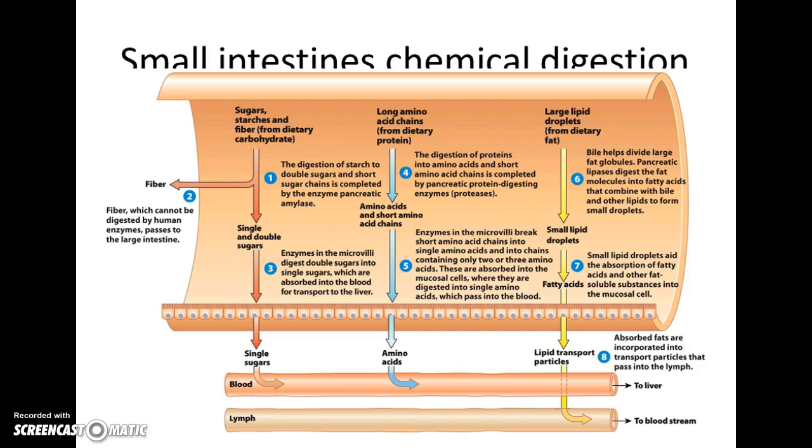Then we have amino acid chains from dietary proteins are broken down into individual amino acids and absorbed into the blood as well. And then large lipid droplets from fat are absorbed as fatty acids into the lymph. They're packaged into these big products called lipoproteins, and they don't fit in the blood, so you need to put them in the lymph and transport them that way. So they don't head to the liver first, they go right to the bloodstream. And this would be called absorption. So the absorption is that transport you see across the villi and microvilli of the particles either to the blood or to the lymph.